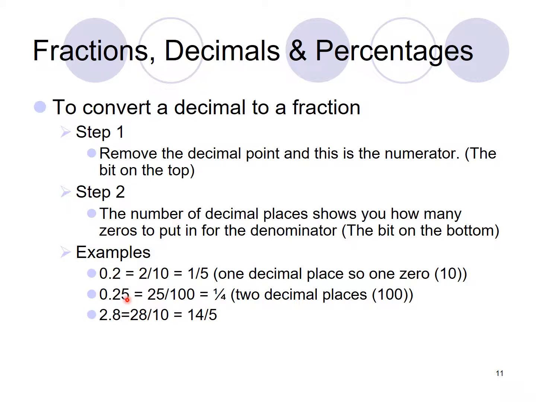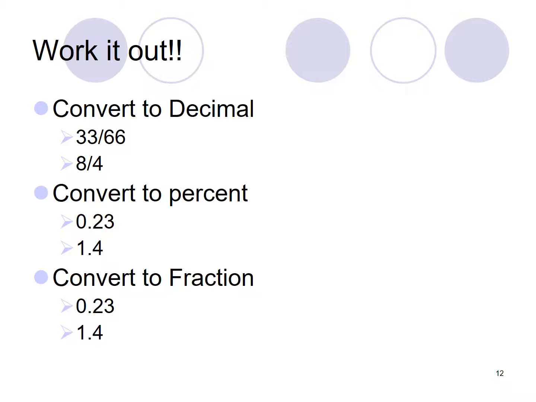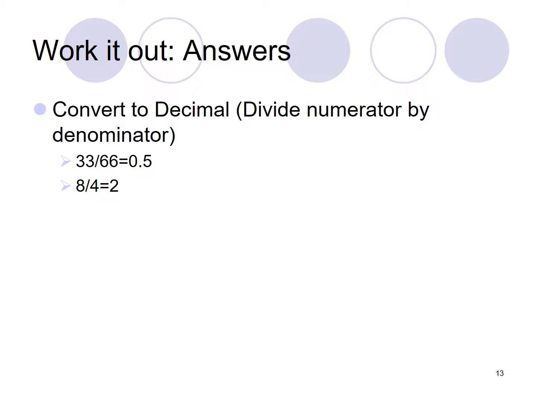We have 2 decimal places in this case. Okay, so we'll have 2 zeros over here. We have 1 decimal place in this case, so we have 1 zero here. So again, our steps were remove the decimal point, get rid of the decimal point, and that's why we end up with 25 on the top. The number of zeros in your denominator is determined by the number of decimal places that was in the question at the beginning. Okay, so we get 25 over 100. Here are some examples to convert. Converting to decimal, converting to percentage, and then converting to fractions. And here are your answers.